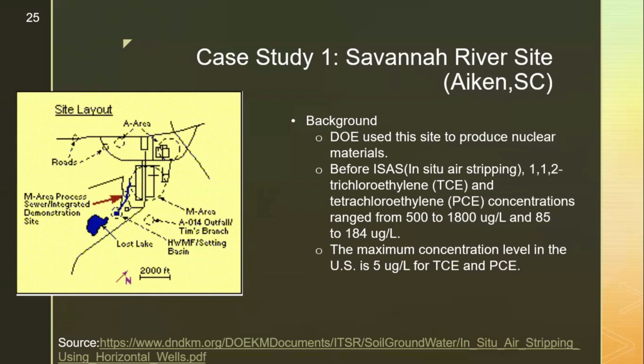Also shown on this slide is the layout of the site, with the A areas being the administrative areas and the M area being the more important one, with it being the manufacturing area. It was in this location that they did aluminum forming and metal finishing, which led to the creation of the contaminants in the water.